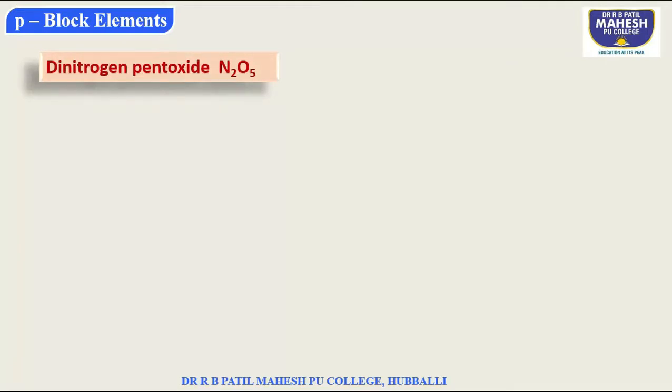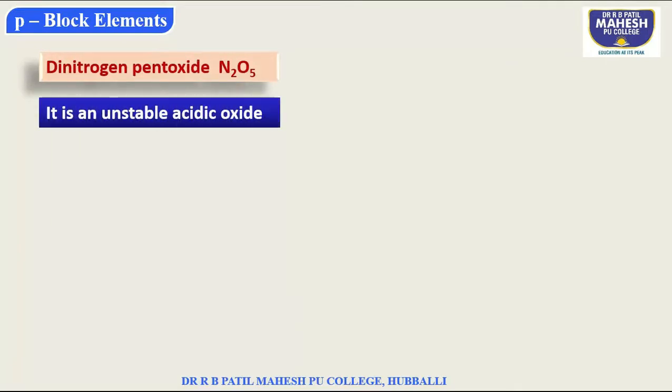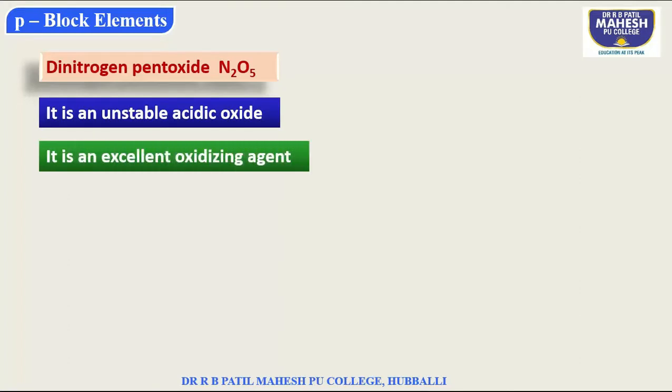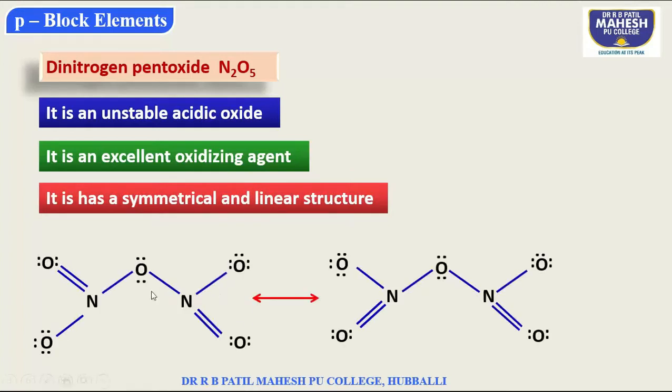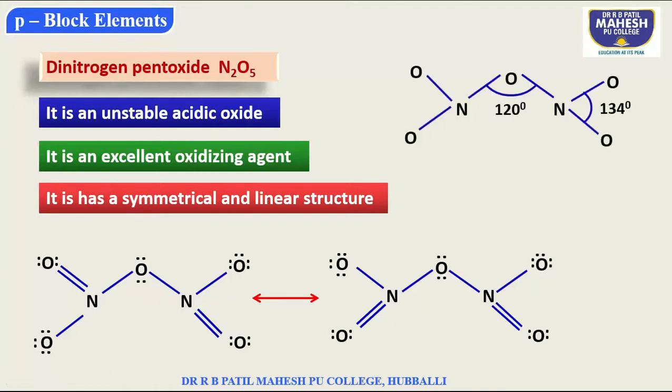The next oxide is dinitrogen pentoxide. It is an unstable acidic oxide. It is an excellent oxidizing agent. It has a symmetrical and linear structure with a bridging oxygen. These two diagrams indicate Lewis dot structures of dinitrogen pentoxide. In the first one you can see the double bonds are pointing in upward and downward directions, whereas in the second diagram they are directed in a downward direction. In this diagram you can see the bond angles.